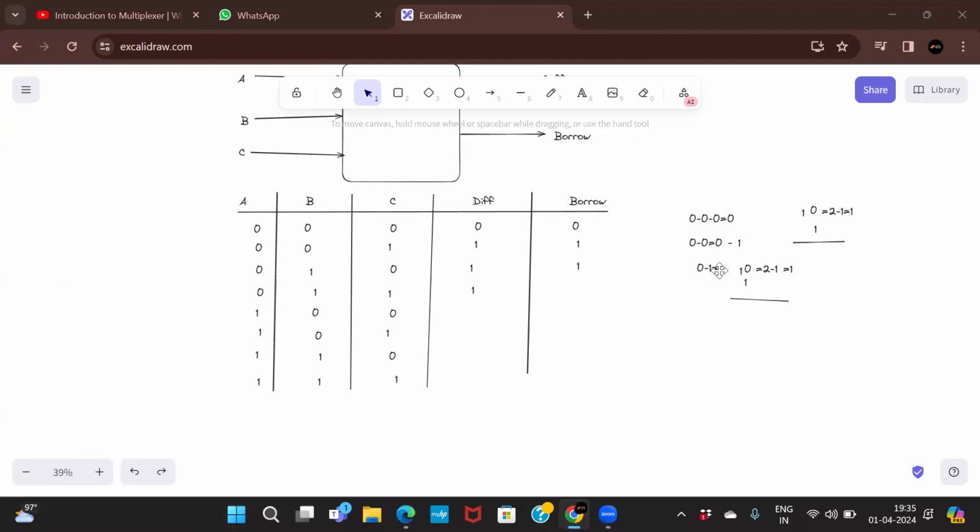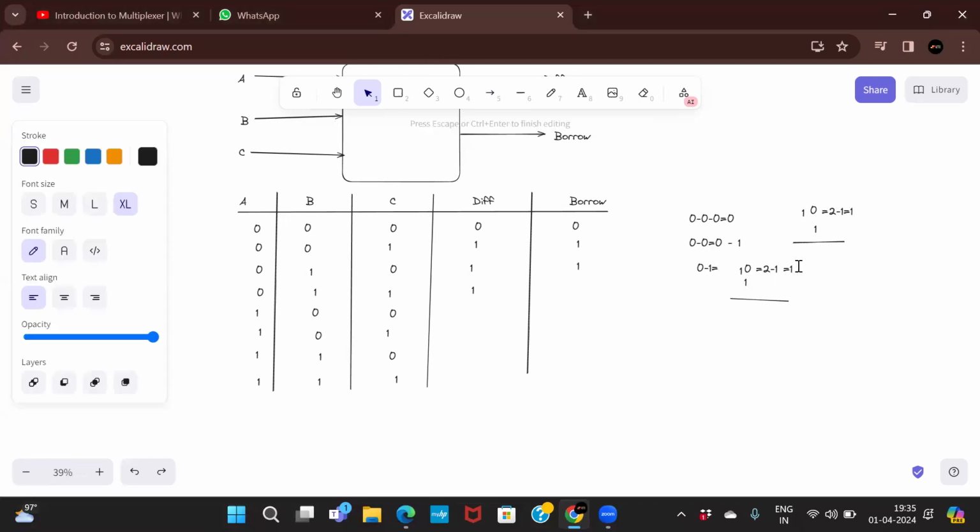Coming back, where are we? So here 0 1 1 is our input. Borrow. 0 minus 1 we can't do, right? So we take one borrow and we get 1 as the difference and borrow 1. Okay, right?